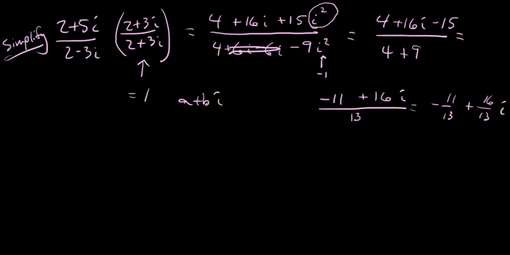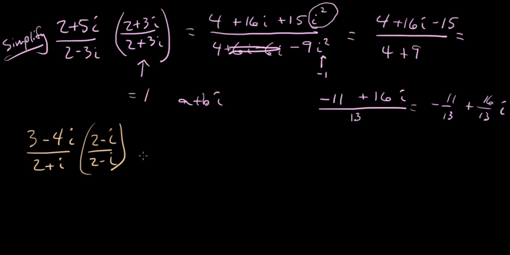What about 3 minus 4i over 2 plus i? What do I multiply it by? You got it, 2 minus i, the conjugate of your denominator. Multiply the numerator and denominator by the conjugate of the denominator. That's equal to 1, and so we're not changing the value. So 2 times 3 is 6. Negative i times positive 3 is minus 3i. 2 times negative 4i is minus 8i. And then negative 4i times a negative i is a positive 4i squared.